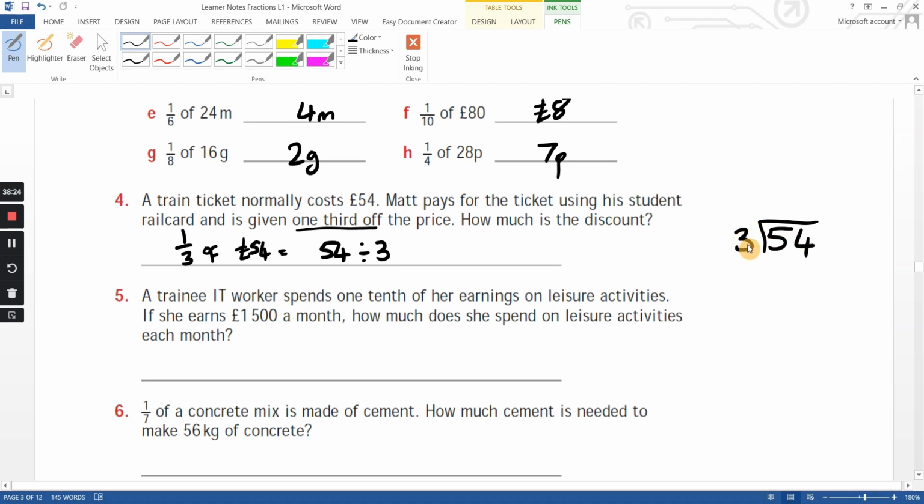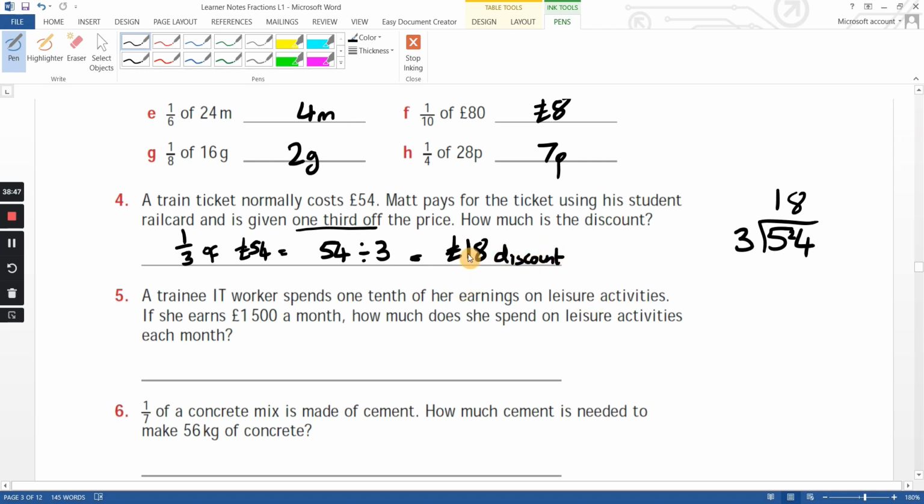So let's do the bus stop method. 3 into 5 goes once, remainder 2. 3 into 24 is 8. So that's going to be £18. Is that my final answer? Yes, it is, because what does this actually represent? The £18, that's your discount.